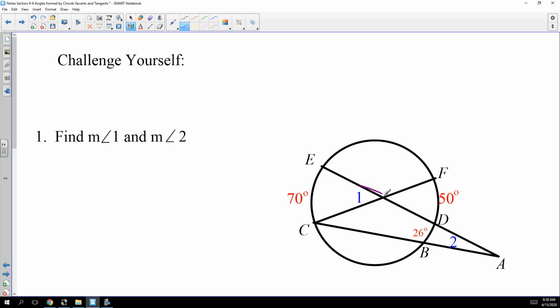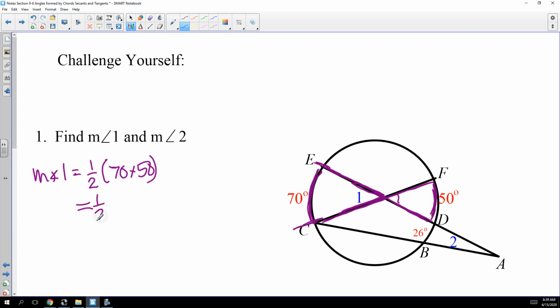So I'm going to try to find the measure of angle 1 first. Looks like this angle is formed inside the circle by two intersecting chords, chord segment ED and chord segment CF. So the measure of angle 1 is equal to half the sum of the intercepted arcs, since it's formed inside. The intercepted arcs are what gets cut by angle 1. That's arc EC, 70 degrees, and its vertical angle over here, arc FD, is 50 degrees. So that's half of 70 plus 50, which is half of 120, which is 60 degrees. So the measure of angle 1 is 60 degrees. And we're good to go.